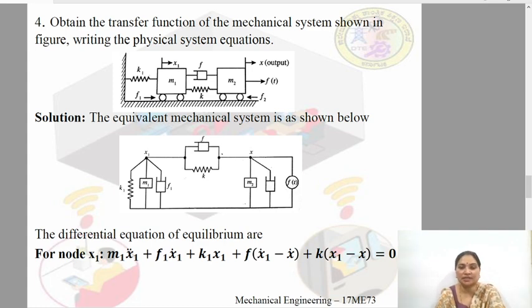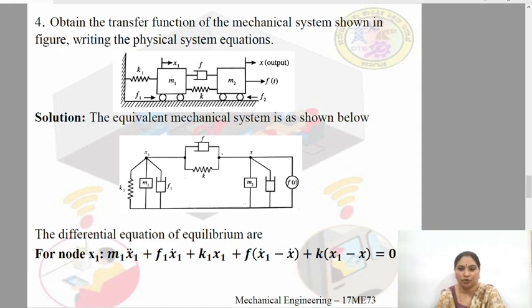In a similar way, we will take another problem. The numerical problem statement is: obtain the transfer function of the mechanical system shown in the figure, writing the physical system equations. In the similar way, we are supposed to again draw the equivalent mechanical system and write the differential equation for the system. In the figure we can observe that there are two masses m1 and m2. m1 is fixed with the spring k1 and the force F1 is applied to the mass m1, due to which a displacement x1 is caused.